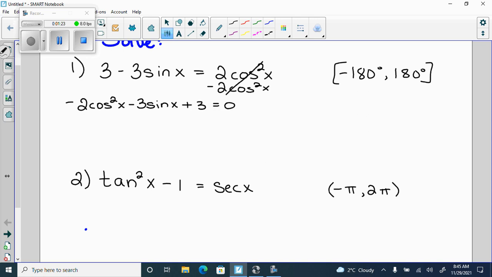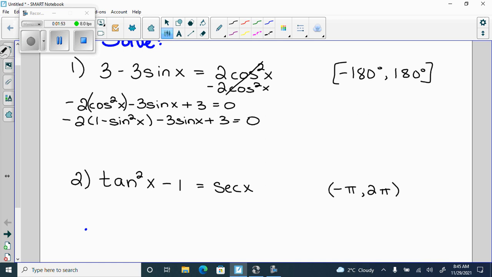And what's our problem? We have sines and coses, yeah. So we always have to switch the squared one. So we're switching just the cos squared, just this part. So the negative 2 sits out front, and we get 1 minus sine squared, minus 3 sine x plus 3. Okay, you solve that one out.